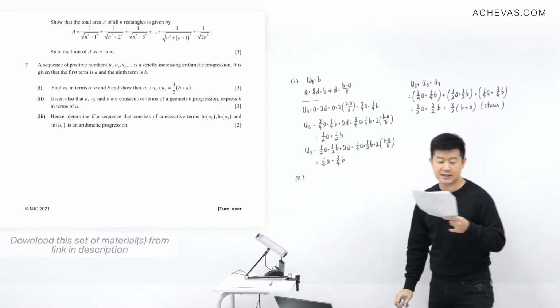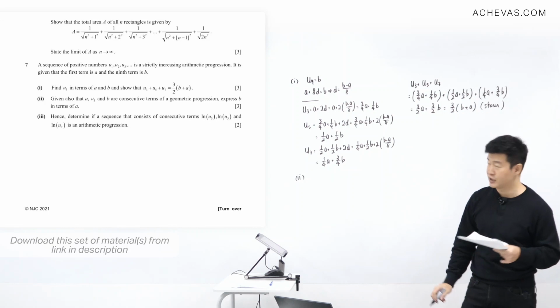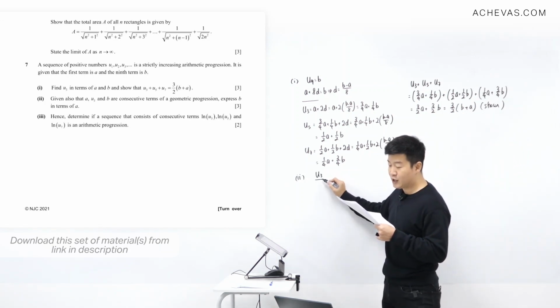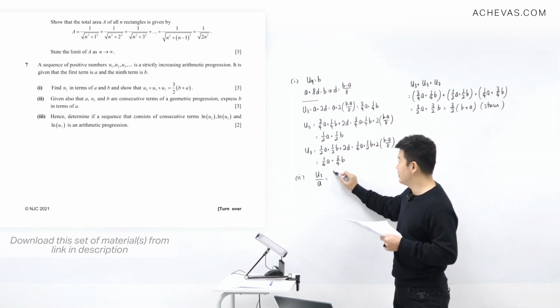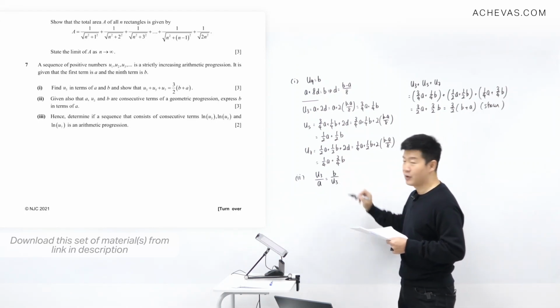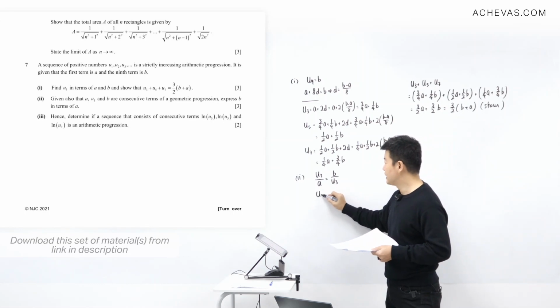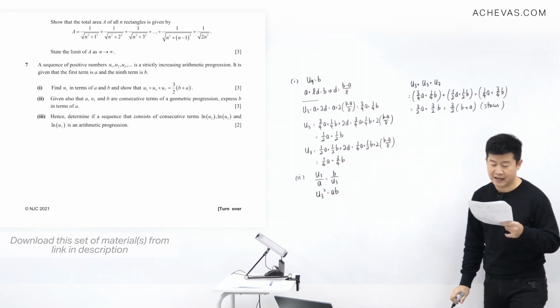And for part 2, let's see. For part 2, given that a, u3, and b are consecutive terms of a geometric progression, which means that u3 divided by a is going to give us a common ratio, which is going to be the same as b divided by u3. Okay, because they are consecutive terms of the geometric progression. So with this, we know that u3 squared is going to be equal to ab. This is the first piece of information that I have.